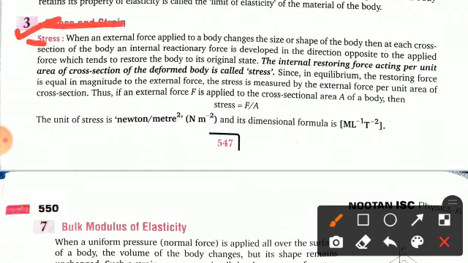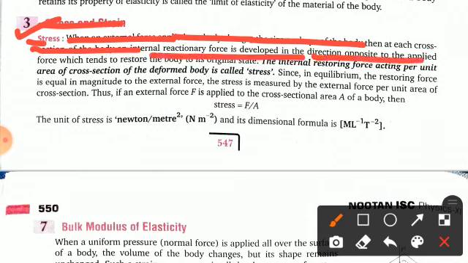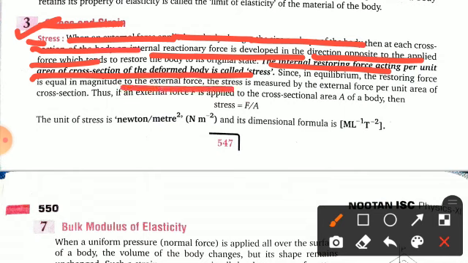Now here you can see what stress and strain are. First we take stress. When an external force applied to a body changes the size or the shape of the body, then at each cross section of the body an internal reactionary force is developed in the direction opposite to the applied force, which tends to restore the body to its original state. Clear? So the internal restoring force acting per unit area of the cross section of the deformed body is called its stress. Since in equilibrium the restoring force is equal in magnitude to the external force, the stress is measured by the external force per unit area of cross section.